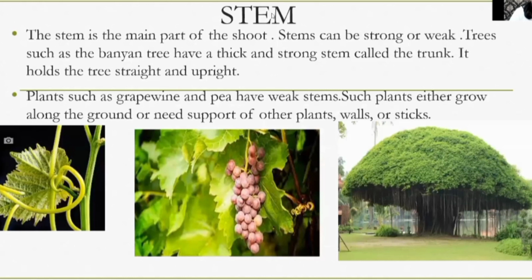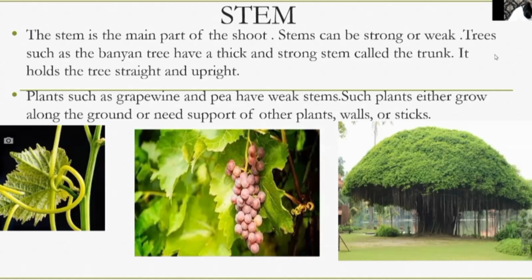Okay. Coming on to the most important part of a plant, the stem. Now, the stem is the main part of the shoot. Stems can be strong or weak. Trees such as the banyan tree have a thick and strong stem called a trunk. It holds the tree straight and upright.